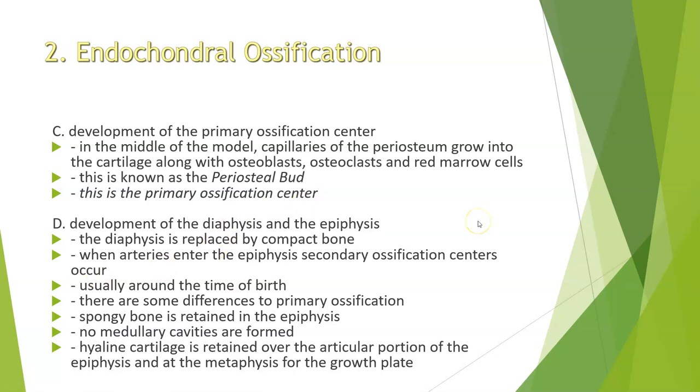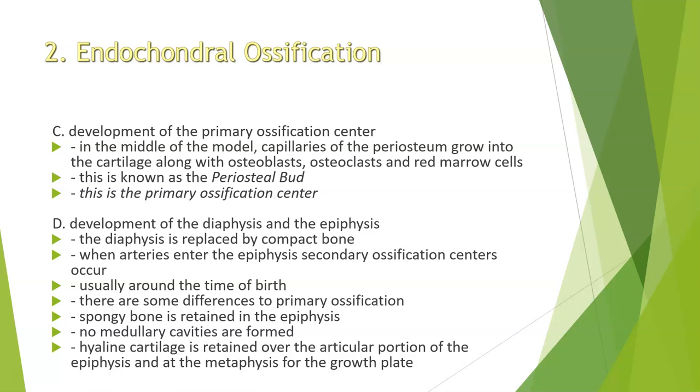So once we have this primary ossification center, we can now start developing the diaphysis and eventually the epiphyses. Of course, the diaphysis of the model is then completely replaced by compact bone. And remember, they're working outwards toward the epiphyses. Now, once we get out to the epiphyses, because we're getting far enough away, we need a blood supply to start creating spongy bone in these epiphyses. So we do get arteries that enter the epiphyses, and this is where we get secondary ossification.